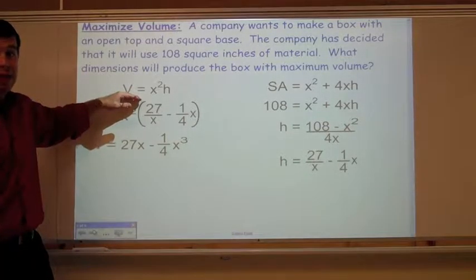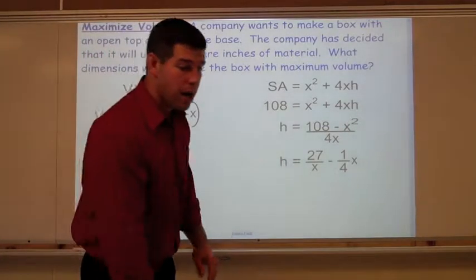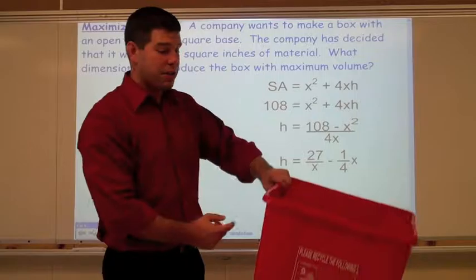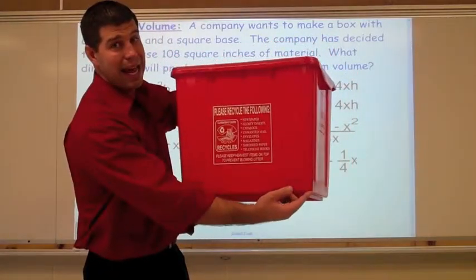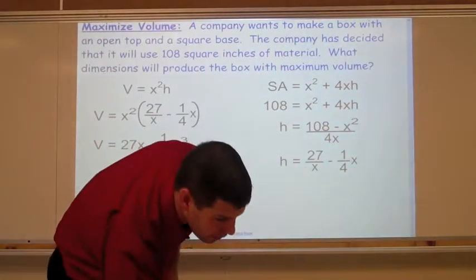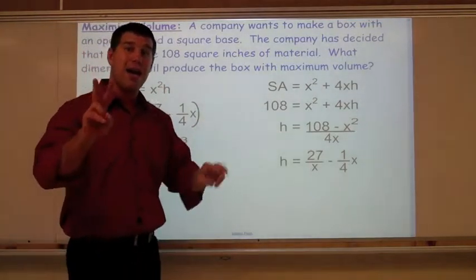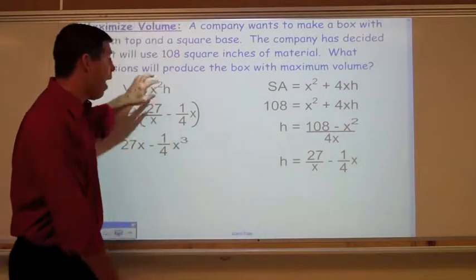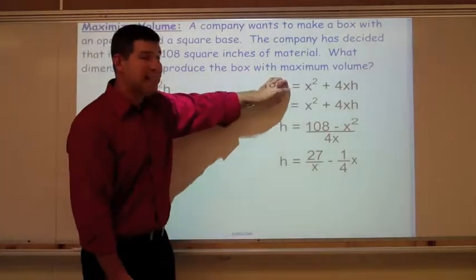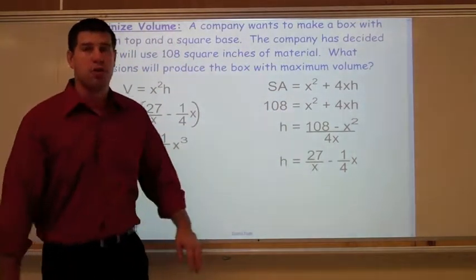The volume of the box will be length times width times height. Volume of any rectangular solid, length is x, width is x, height is h. So the volume of your box is x squared times h. So now you have your two equations. Primary, what you want to optimize. Secondary, the information they gave you, which was about surface area.